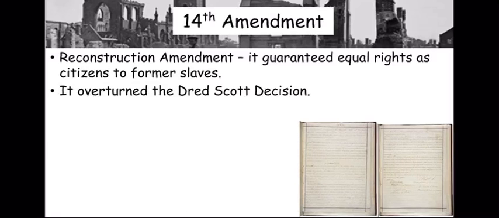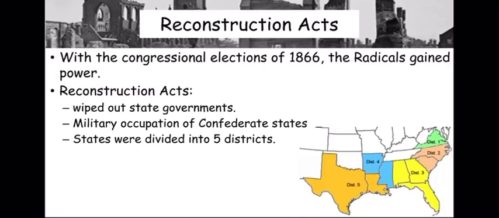That's what the 14th Amendment does. And we'll cover the 15th later. Reconstruction Acts. With the congressional elections of 1866, so remember, Lincoln was killed there in 65 in April. But the radicals gained power. So we're into Andrew Johnson's presidency a little ways, and radicals gained power in Congress. And they come up with these new Reconstruction Acts.